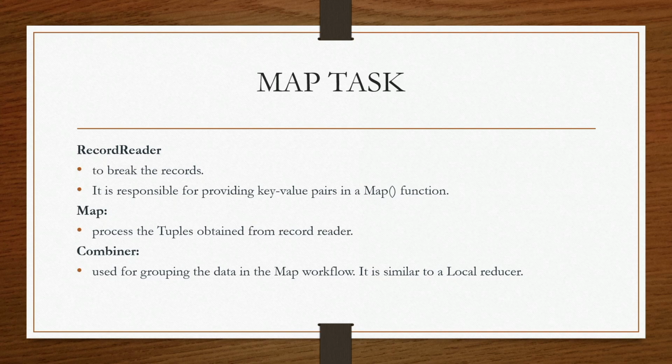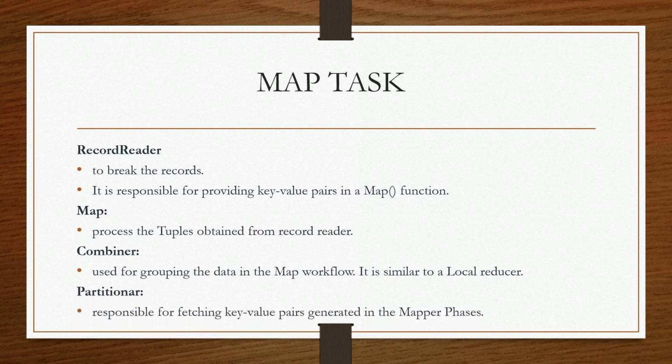Using the combiner is not necessary as it is optional. Partitioner: the partitioner is responsible for fetching the key-value pairs generated in the mapper phase. The partitioner generates the shards corresponding to each reducer. The hash code of each key is also fetched by the partitioner. Then the partitioner performs its modulus with the number of reducers.